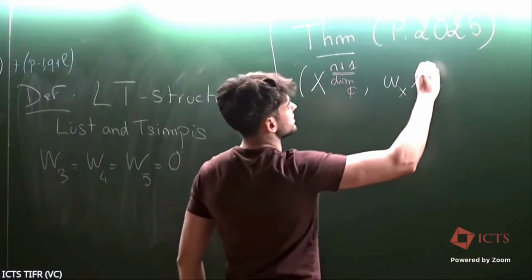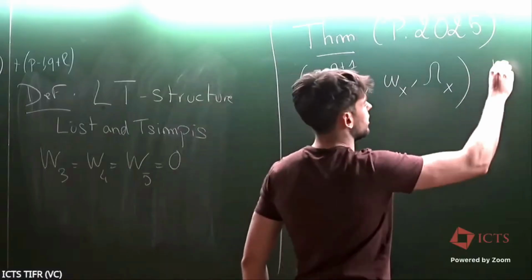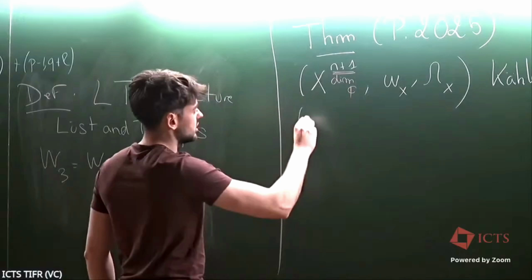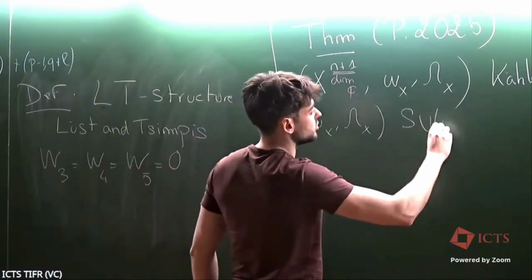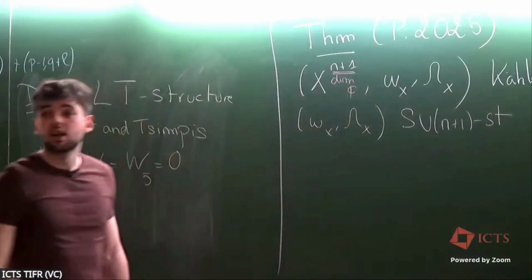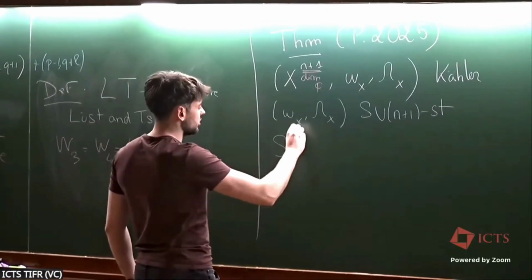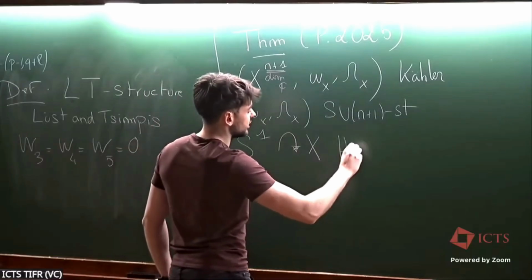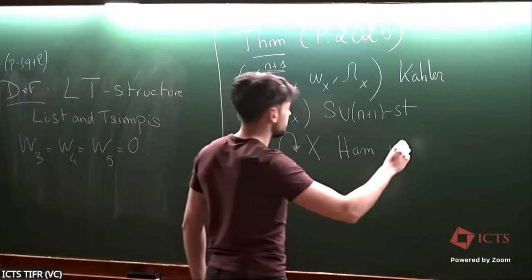With, say, little omega X and big omega X. I assume it is scalar. And this little omega X and big omega X is an SU(n+1) structure. Okay, and now also assume I have a Hamiltonian action of the circle on X. So Hamiltonian, plus I will ask also to be holomorphic.